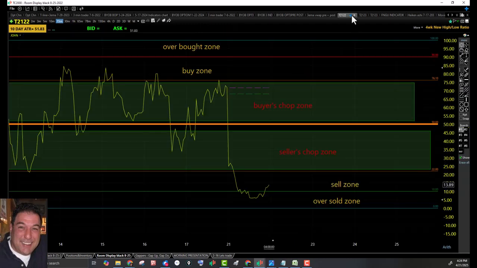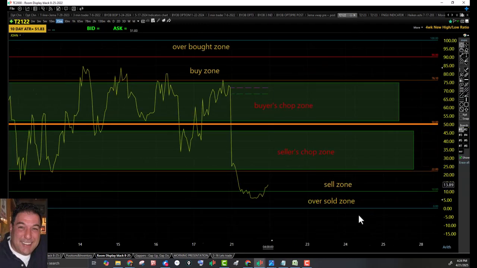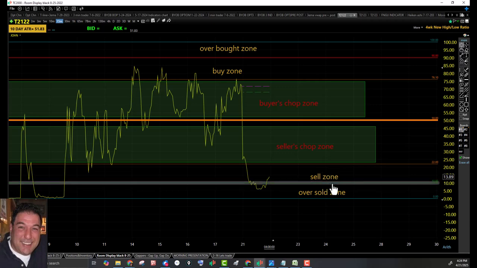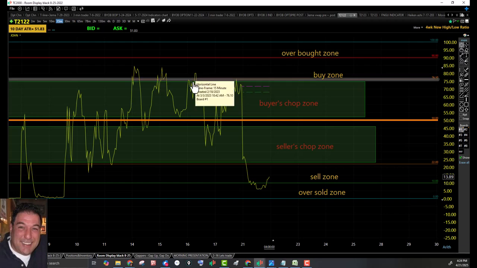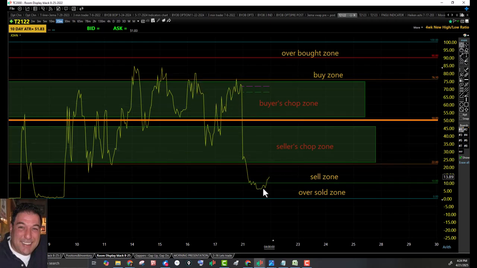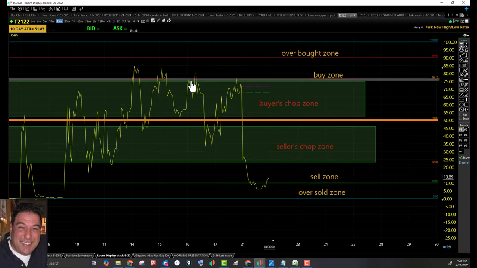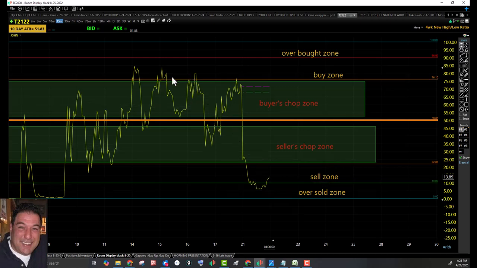T2122. Mel says show T2122. We're in the sell zone on T2122 after price gave us the middle finger a couple days ago. All right. They kind of told us this was coming. All right. Right there.